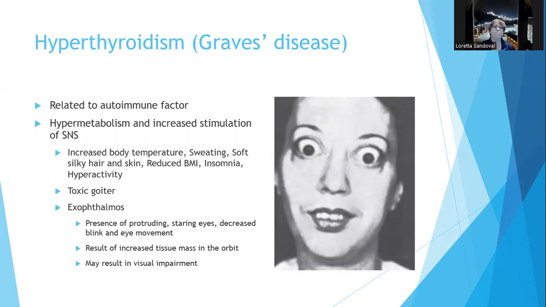There is an autoimmune hyperthyroidism that's called Graves' disease. It basically causes hypermetabolism and increased stimulation of the sympathetic nervous system. So increased body temperature, increased sweating, soft and silky hair and skin, reduced BMI because of the hypermetabolism, insomnia and hyperactivity. It can cause the toxic goiter that we saw on the last slide, and exophthalmos, which is the protruding eyes, decreased blink and eye movement, and it's a result of increased tissue mass in the orbit, and it might result in visual impairment. So usually the symptoms that you'll see most often are like the exophthalmos. It's obvious, you can just see it visually, but then the increased sympathetic response and increased body temperature.